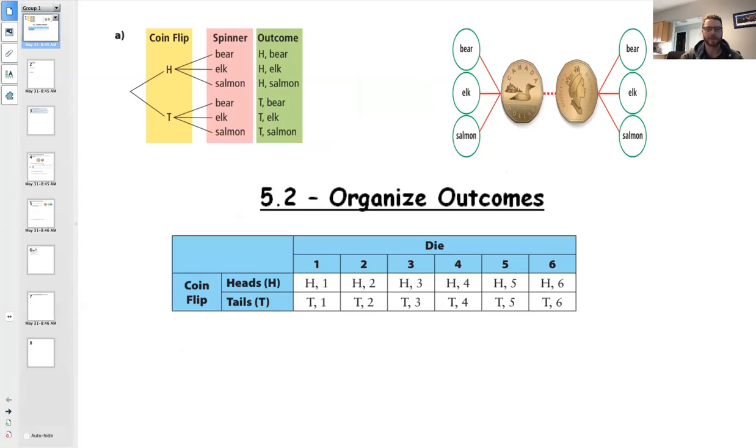So we have a few ways of doing this. We could use tree diagrams like we see over here, where we have the coin flip, spinner, and the outcome, right? This shows us all of the possibilities in a branch-like fashion. We can use tables, again, to show us the possible outcomes of different scenarios. And we can also use images to help us see what's going on. Okay, we will use pretty much tree diagrams and tables for today's. We'll save the diagrams for the art class, all right?